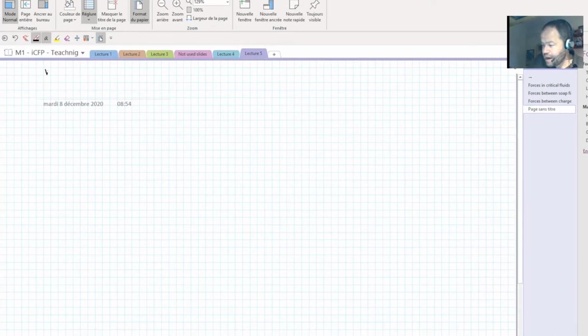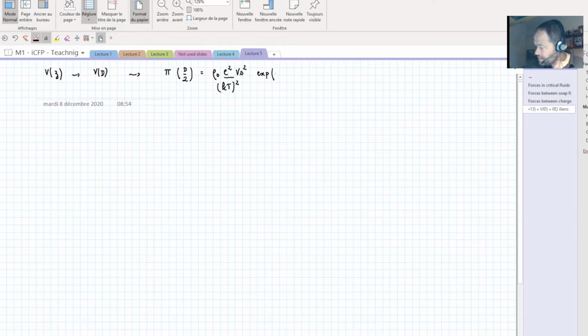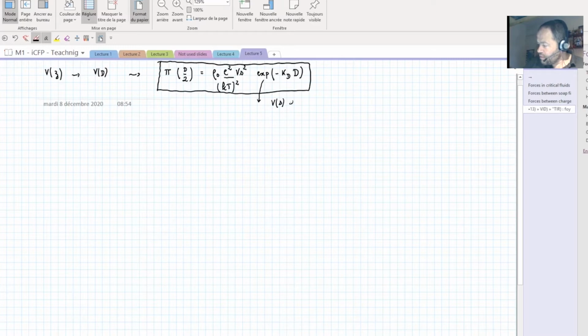What I have is that I know how V depends on z, so I can calculate dV over dz, and we can go up to the end and see that the pressure will have the expression rho e squared Vs squared divided by kT squared. And here you recover the fact that V of z was of the shape Vs exponential of minus kappa d.